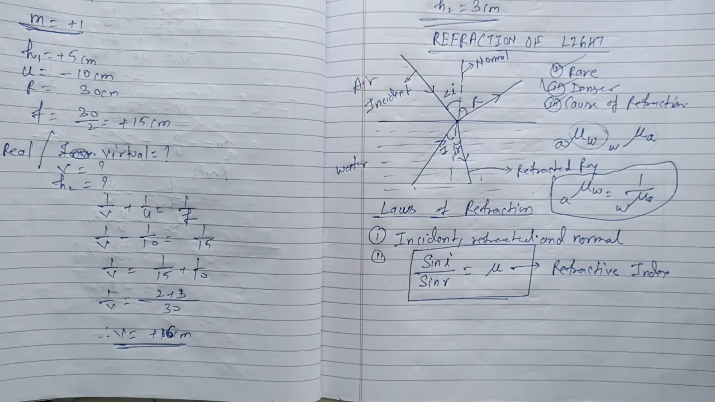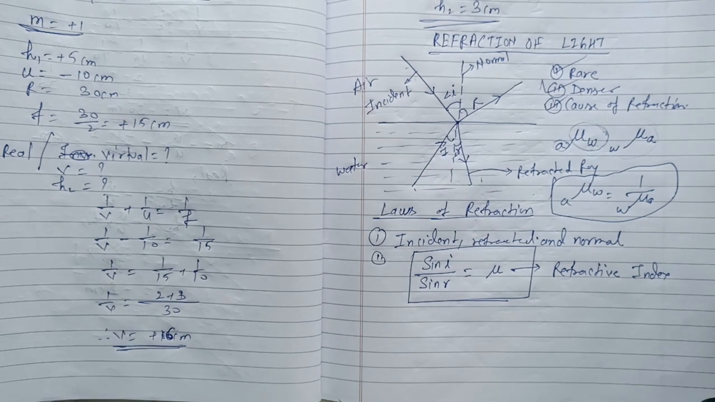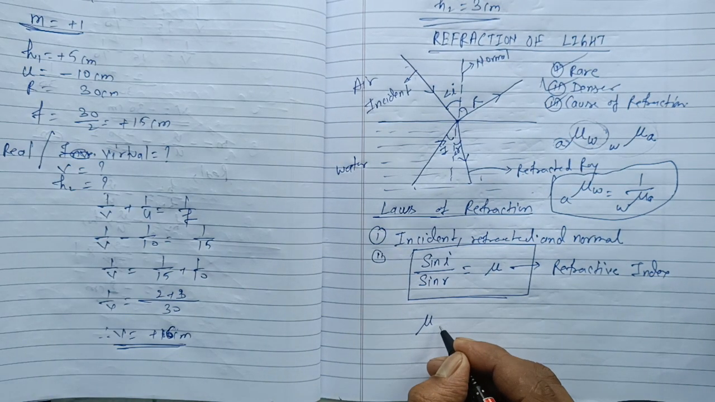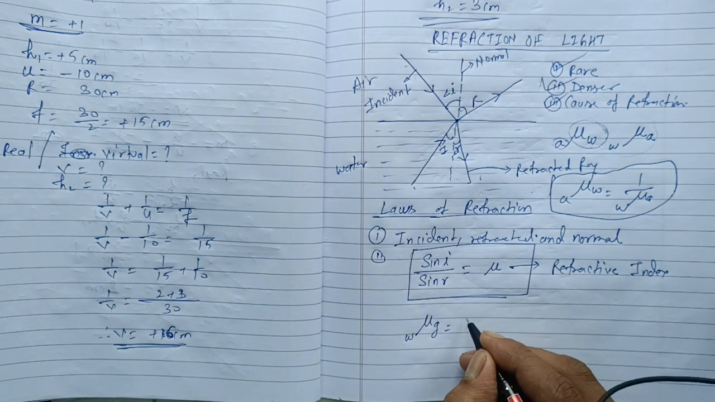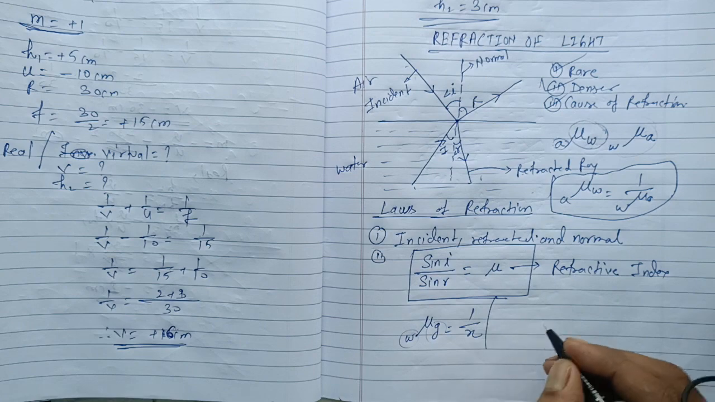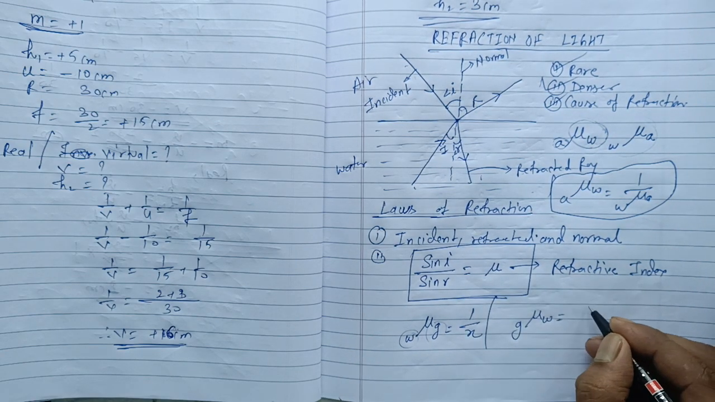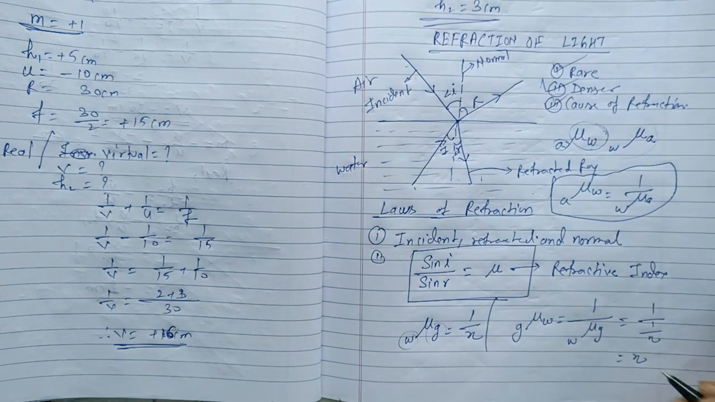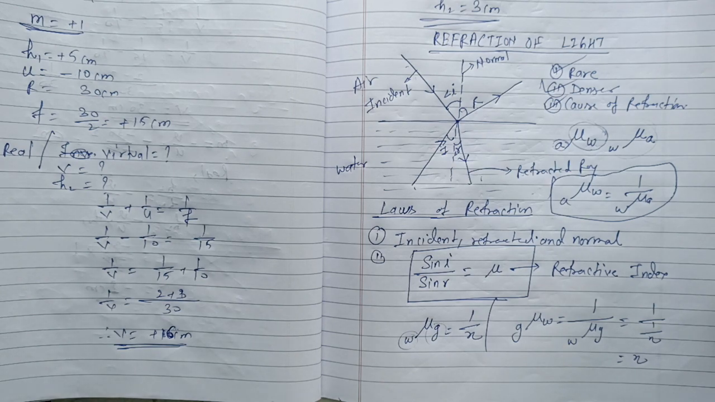So if you have the refractive index of glass with respect to water, and you need to find the refractive index of water with respect to glass, just take the reciprocal of that and you will get the answer. Suppose the refractive index of glass with respect to water is 1 by x. If I tell you to find the refractive index of water with respect to glass, it will be the reciprocal of glass with respect to water, which is x. Like this, you can very easily find the refractive index of one medium with respect to another medium if something is given.